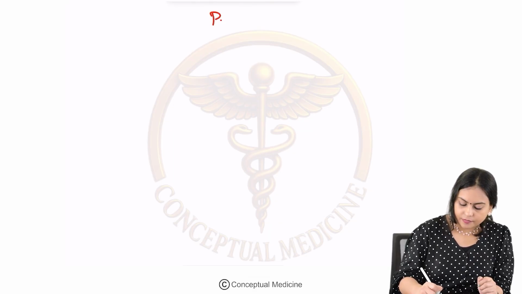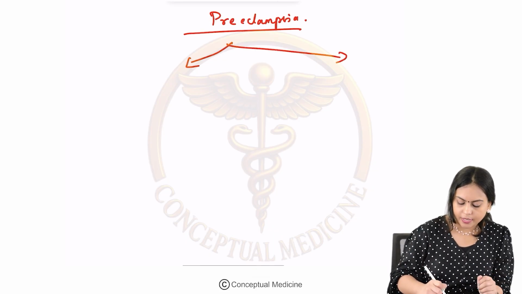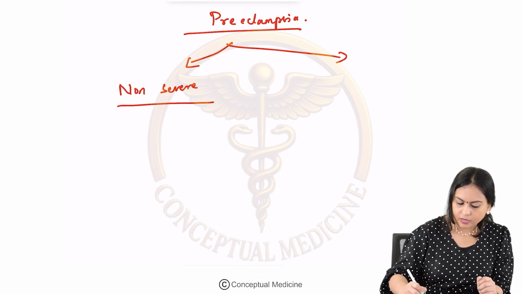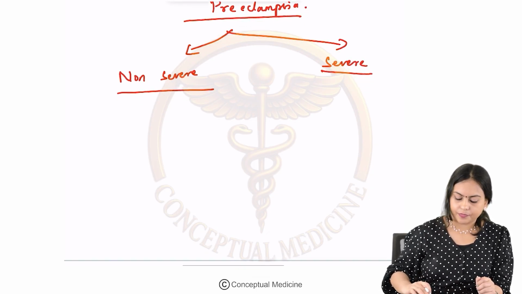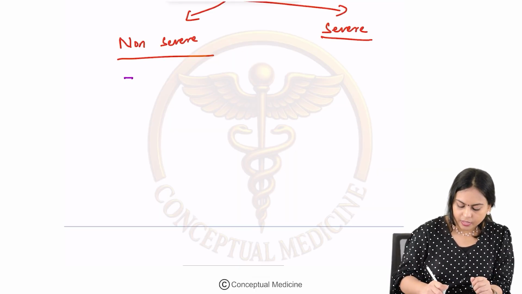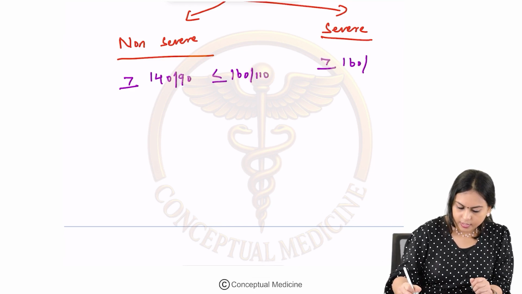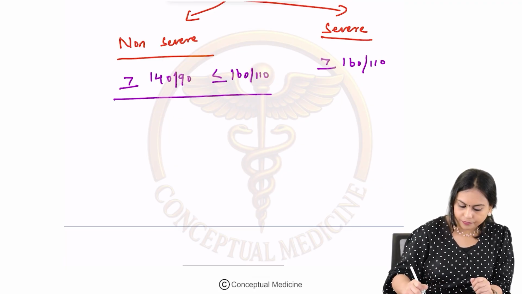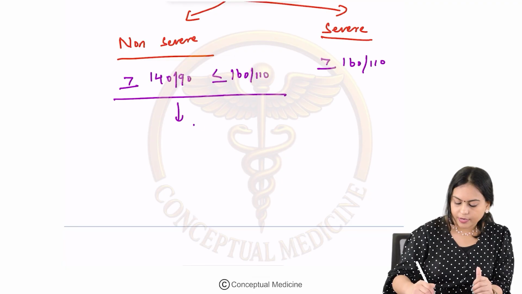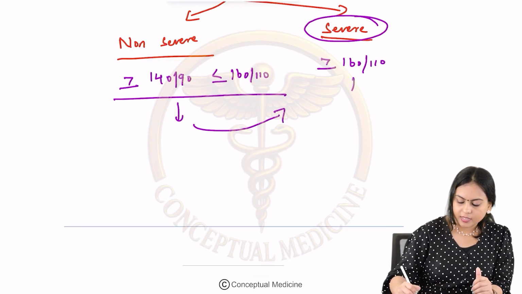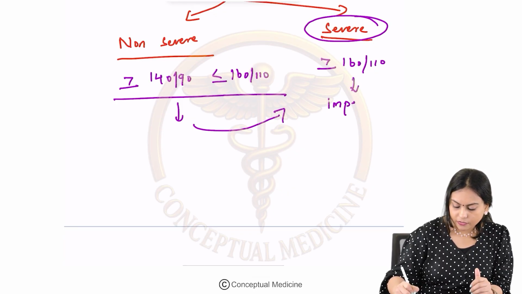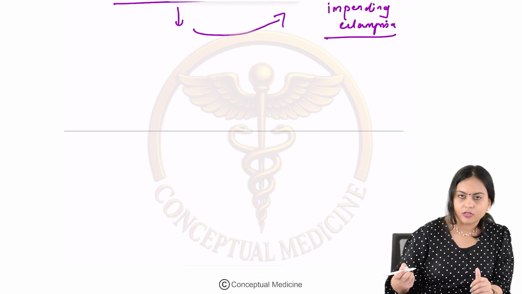So, if we take preeclampsia, this can be further divided into two types. It can be a non-severe preeclampsia or severe preeclampsia. The definition is again simple. Here the BP is more than 140/90, but less than 160/110. Here the BP is going to be more than 160/110. This can progress to severe preeclampsia also. But severe preeclampsia states that it is already a case of impending eclampsia, if the signs are present.